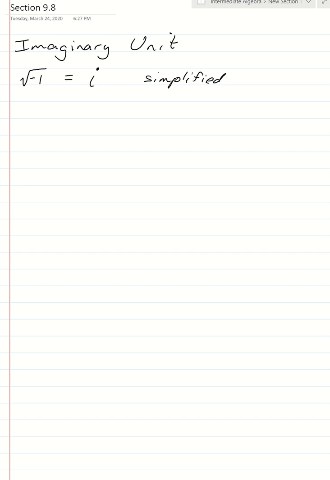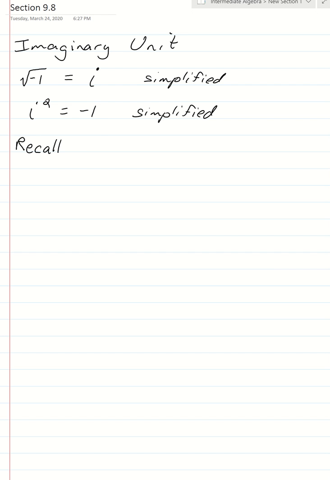Now, if we were to take i and raise it to a higher power, let's say take i and square it, that would equal a negative 1. And this would be considered your simplified expression. So whenever we see the square root of negative 1, we will simplify it with an i, the imaginary unit. And whenever we see i raised to the power of 2, i squared, that can be simplified to just a negative 1.